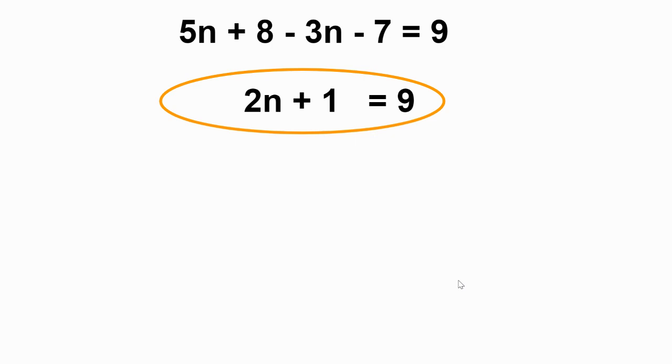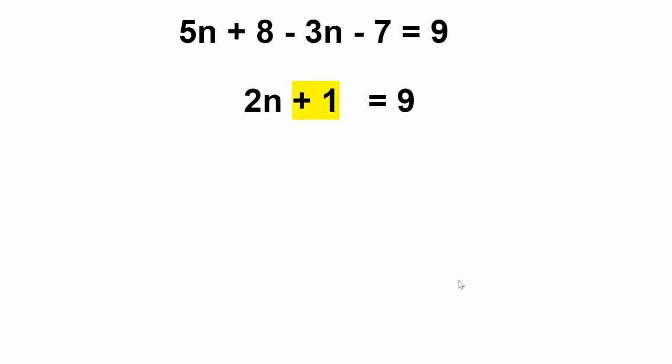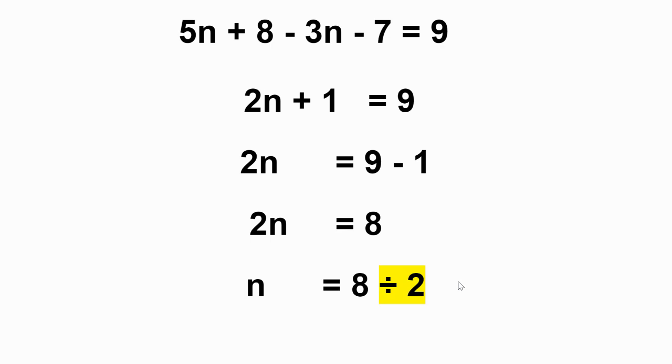So now let's continue. Well, when you see we have a plus 1, remember the opposite of add is subtract. So I must do 9 minus 1 to continue the equation here. So now 2n equals 9 minus 1, which is what? 8. 9 minus 1 is 8. And remember that 2n means 2 is multiplying. So I divide 8 by 2, and I get n equals 4.